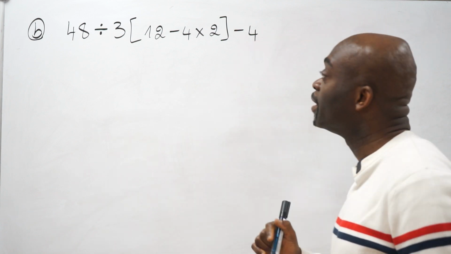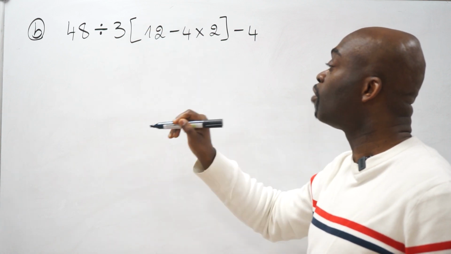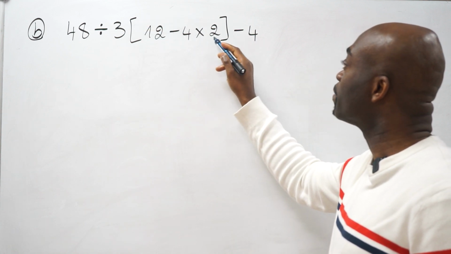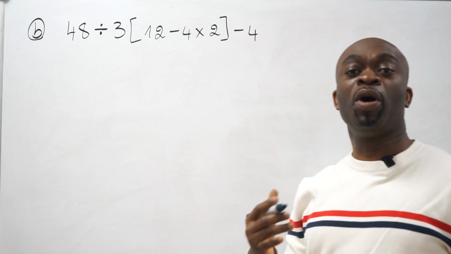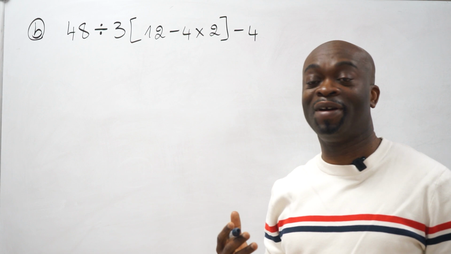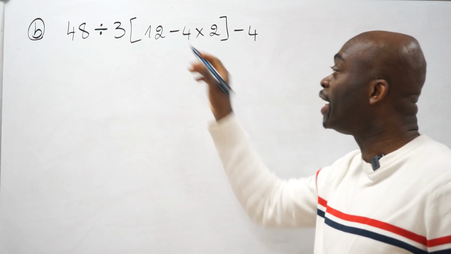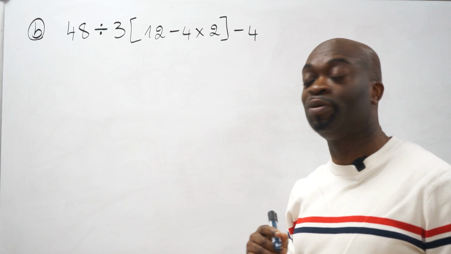All right, let's go back. So B here is 48 divided by 3, bracket, 12 minus 4 times 2, bracket closed, minus 4. So we're trying to follow the BODMAS rule here, or the PEMDAS rule. It's just the same thing. So that means we got to go inside the bracket first and finish what we have in there before we continue. So let's go.